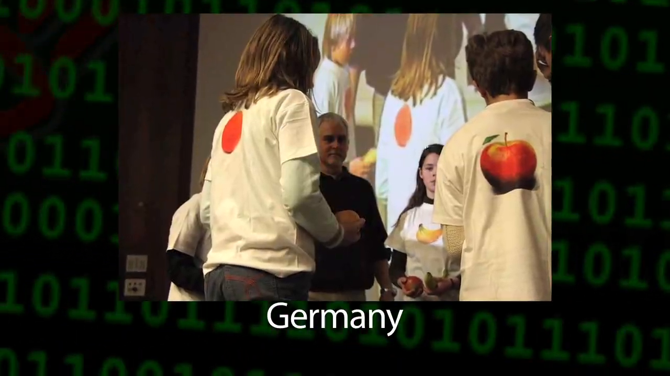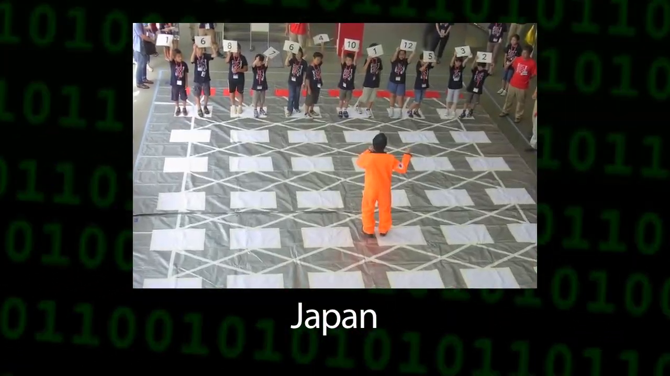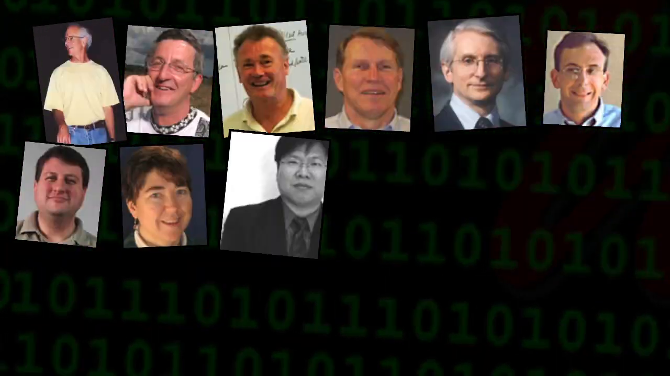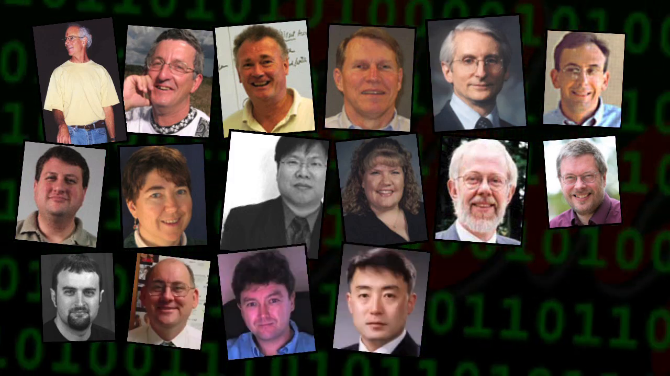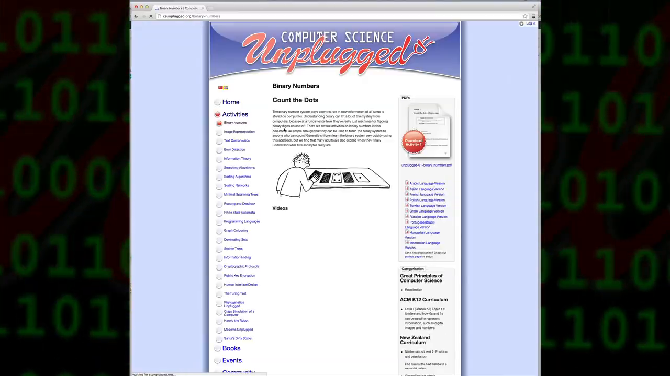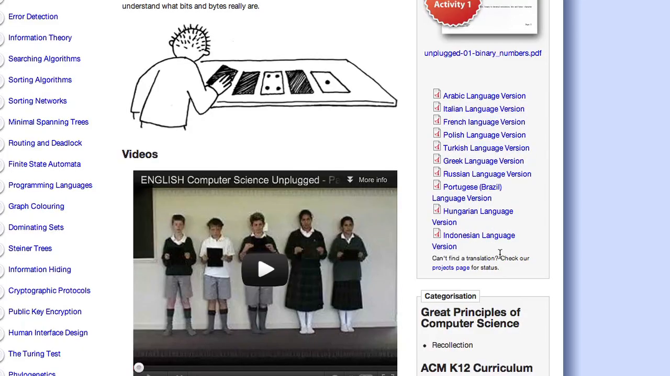Computer Science Unplugged is used in many countries around the world, and even in virtual worlds. It is supported by a team of international translators, advisors, and advocates. It has been translated into many languages, and the resources and text are freely available for teachers and presenters to adapt for their own context.